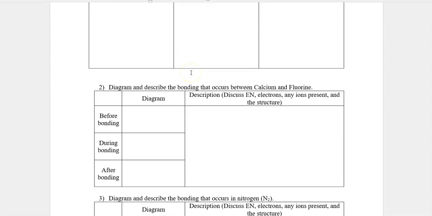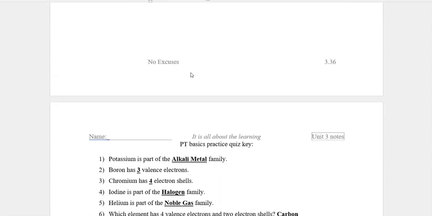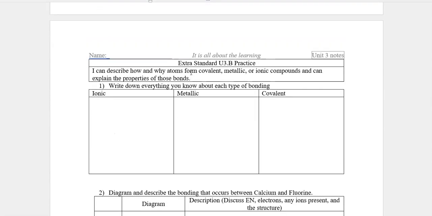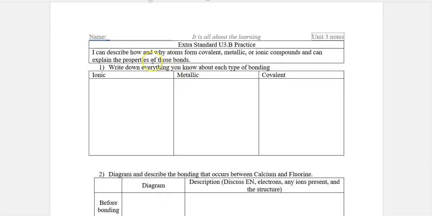Alright, I got one more thing of practice for you. 2 pages, I guess. But go ahead and work on this, and then when you're ready to go through it, you can unpause. Write down everything you know about each type of bonding.